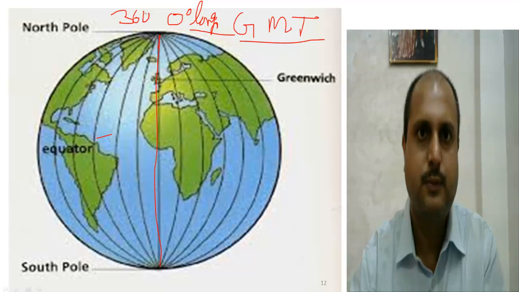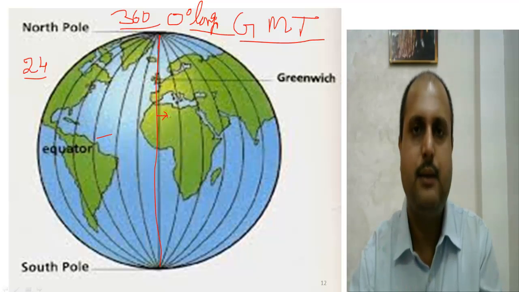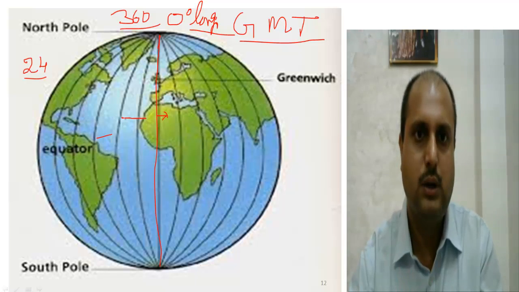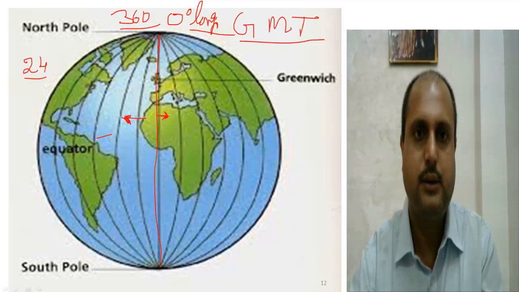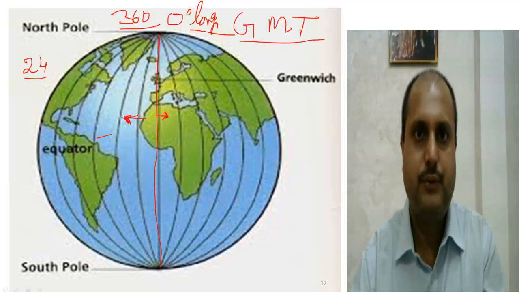360 longitudes. Our Earth, our whole globe, is divided into 24 time zones, because if you go to the east of the GMT, the time will increase, and if you go to the west of the GMT, the time will decrease. So if a state is located at the east of the GMT, it will be ahead in time, and if any country is located in the west of the GMT, it will be behind in time.